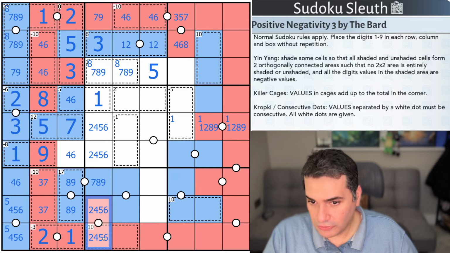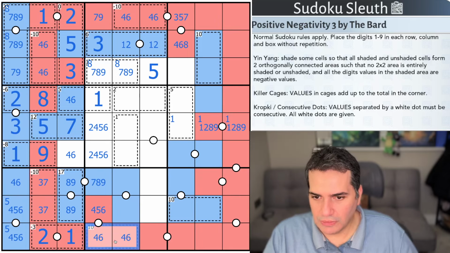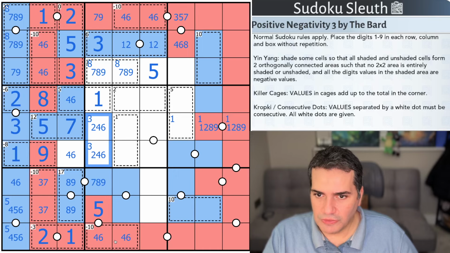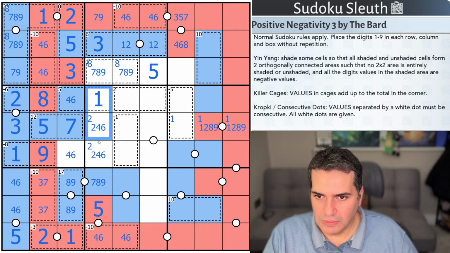Now, to be consecutive here, I know that there is no 5. 2 is clearly not consecutive with 4, 5, or 6. 2 is off the table. 5 cannot be inside the 10 cage, so that's out. So this has to be 4, 6 as well, to get to 10. And to be consecutive with 4 and 6, this has to be the 5. And there's a definite 2 in here now. Definite 2 in here. Interesting. That 4, 6 pair gave me a 5 in here. An unknown digit there. There's a definite 2. All right.